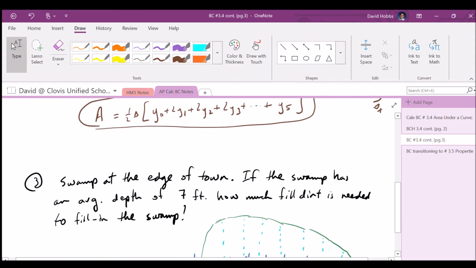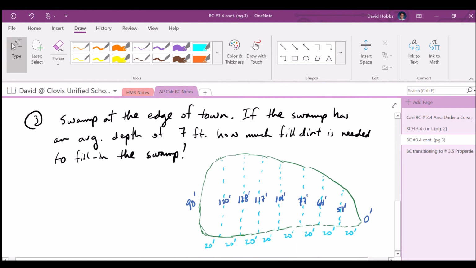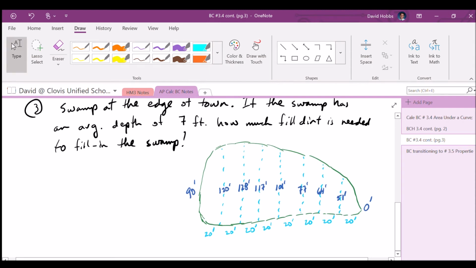Okay, but it's nice to see where the formula comes from. Pretty easy to use, and let's apply it here right now. There's a swamp at the edge of town. If the swamp has an average depth of 7 feet, how much fill dirt is needed to fill in the swamp? Okay, we're talking volume then, right? So if I could find the area of this swamp and multiply it times the average depth, then I would have at least a good approximation of how much fill dirt is needed.